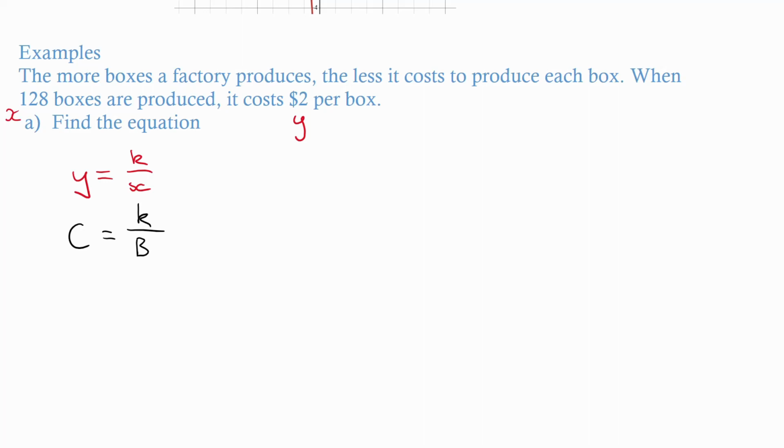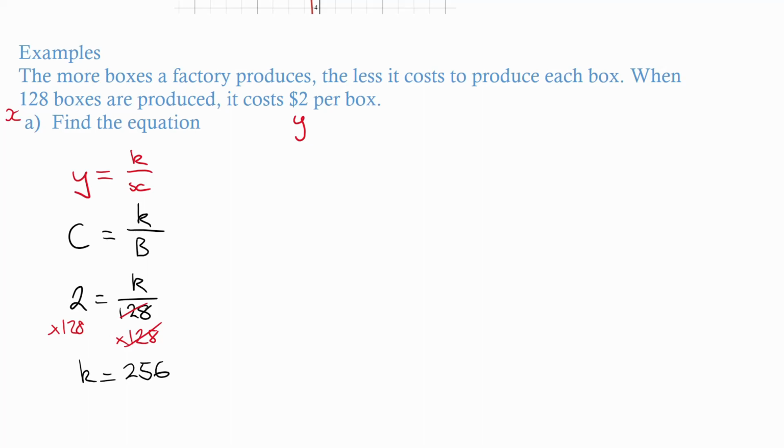What I do is, in all of these problems, you'll notice that usually in the second sentence, they give you some values. And in ours, it was 128 boxes are produced. It costs $2 per box. So I substitute those values in. So I get 2 equals k over 128. I then rearrange it, so times 128 on both sides. That cancels out, and I'm left with k equaling 256.